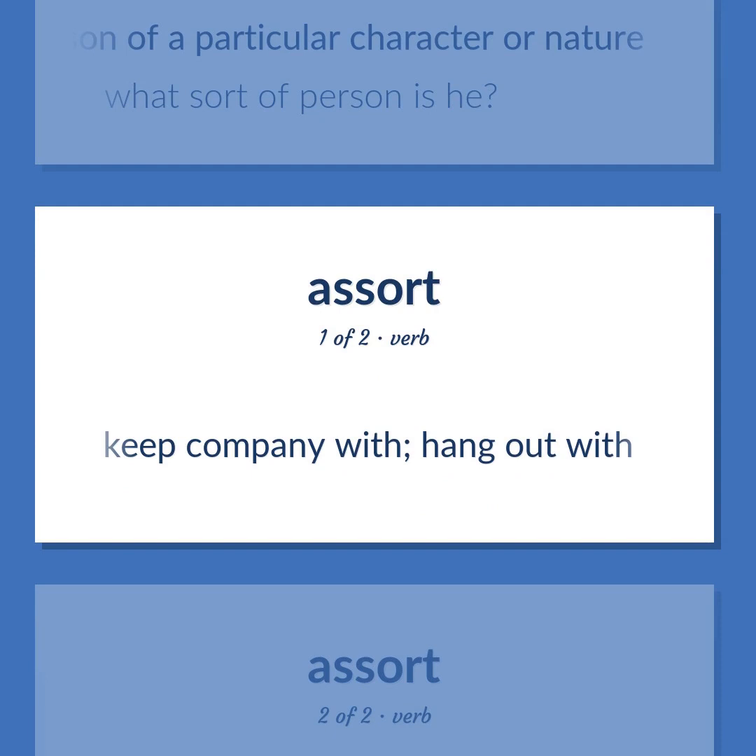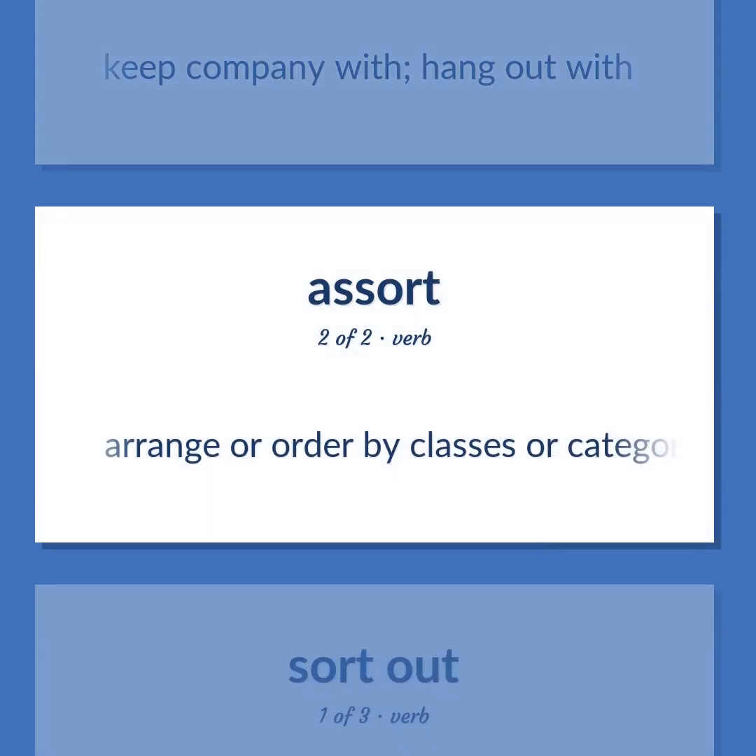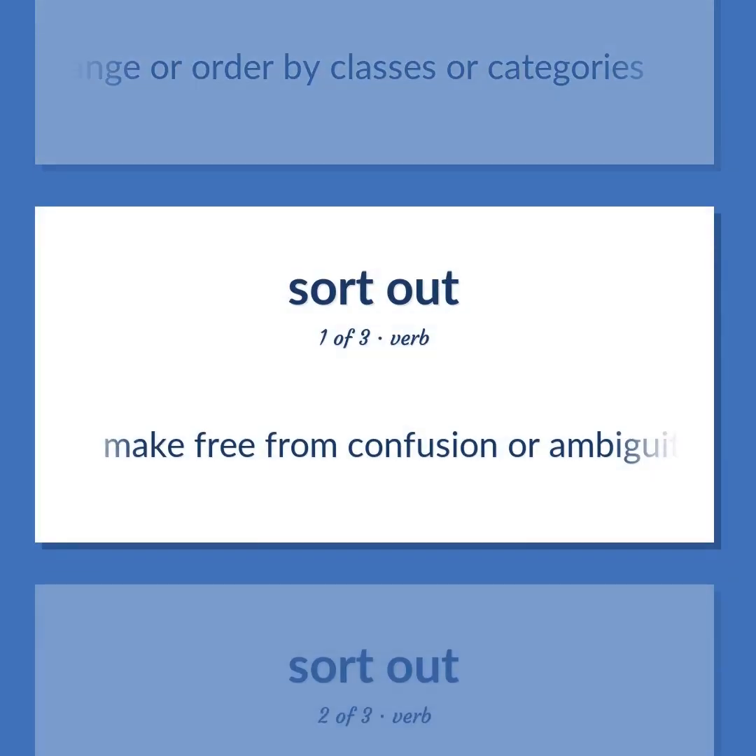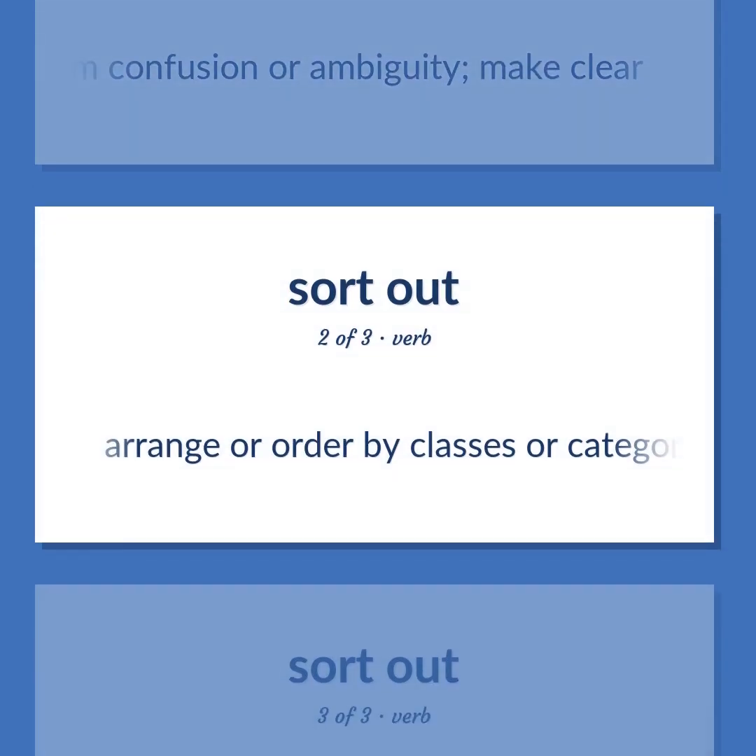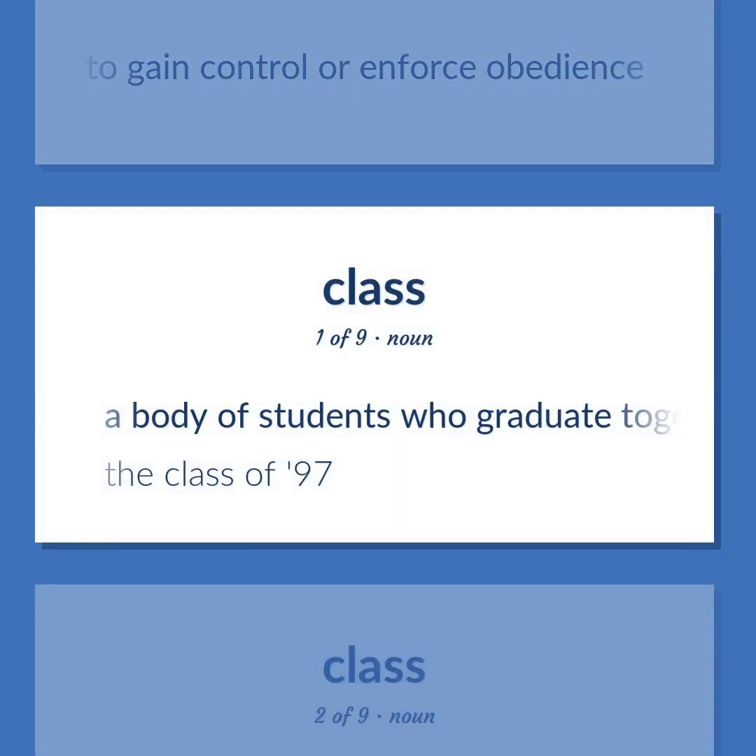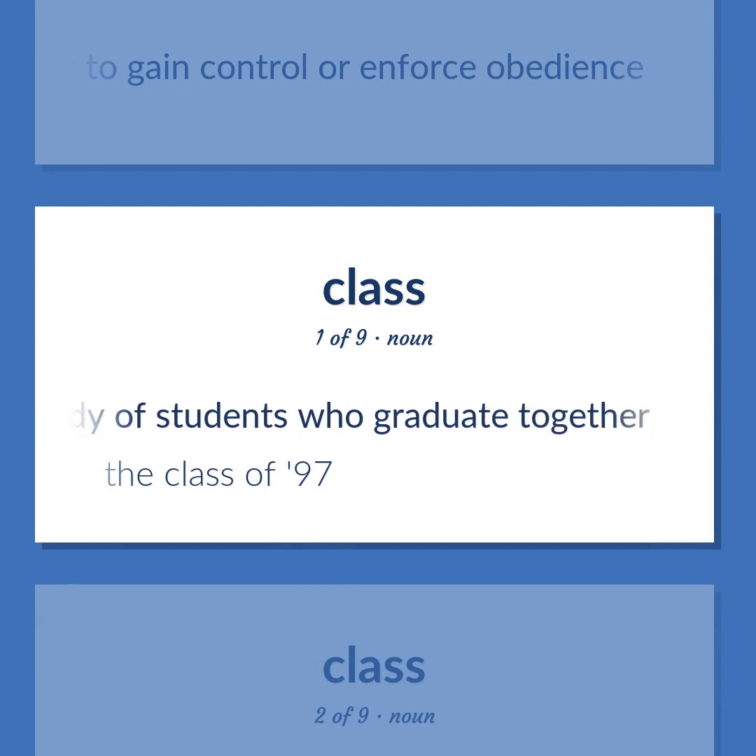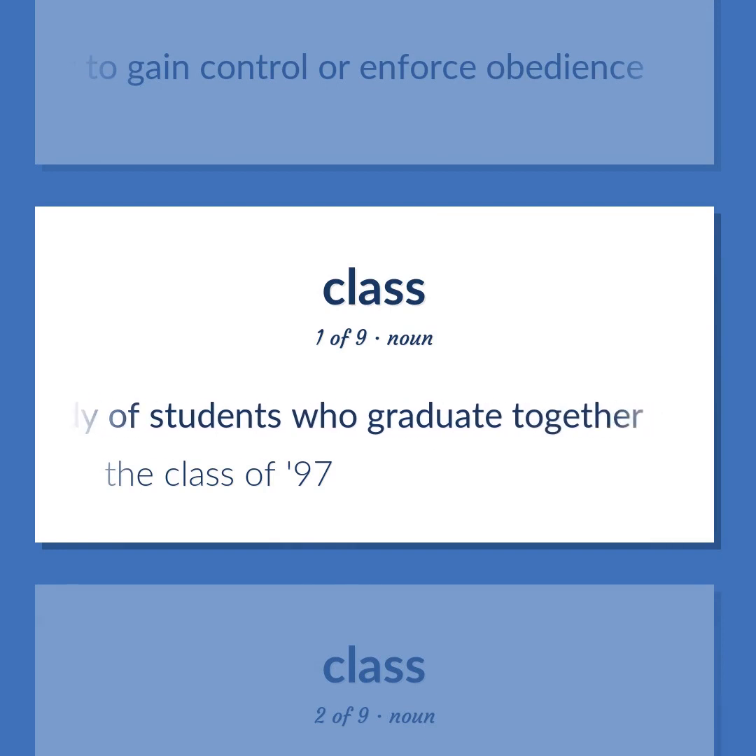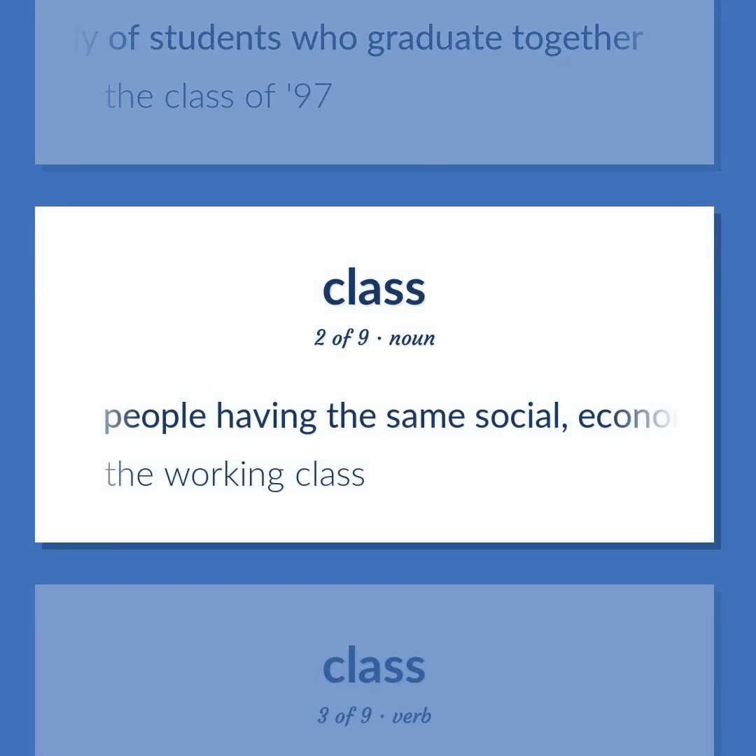Keep company with, hang out with. Arrange or order by classes or categories. Make free from confusion or ambiguity; make clear. Arrange or order by classes or categories. Punish in order to gain control or enforce obedience. A body of students who graduate together. The class of 97. People having the same social, economic, or educational status. The working class.